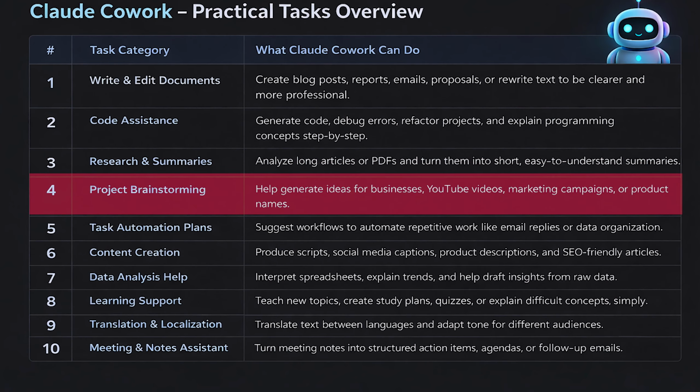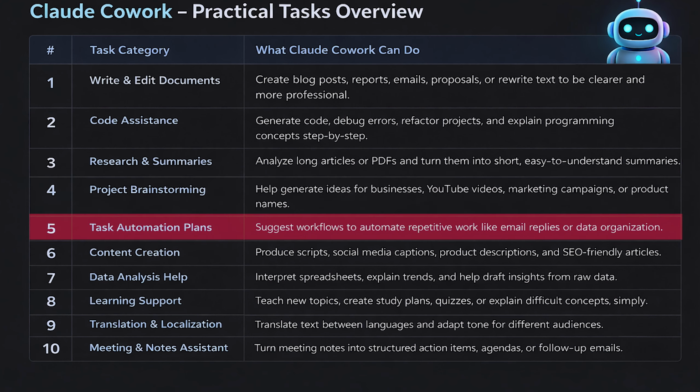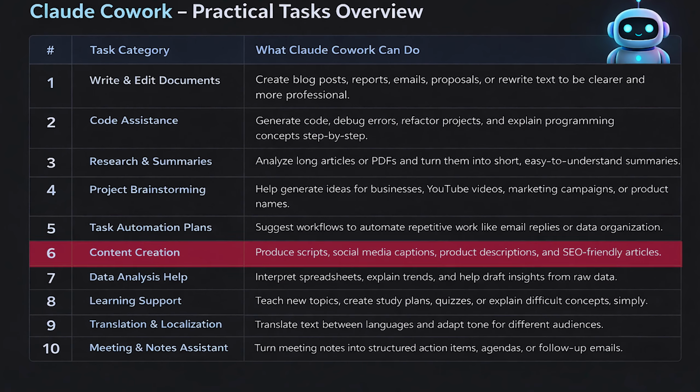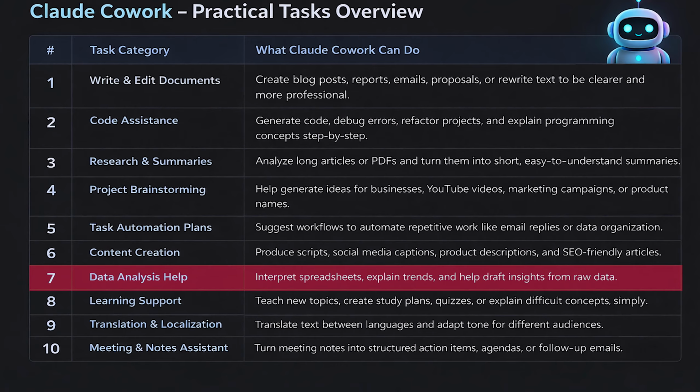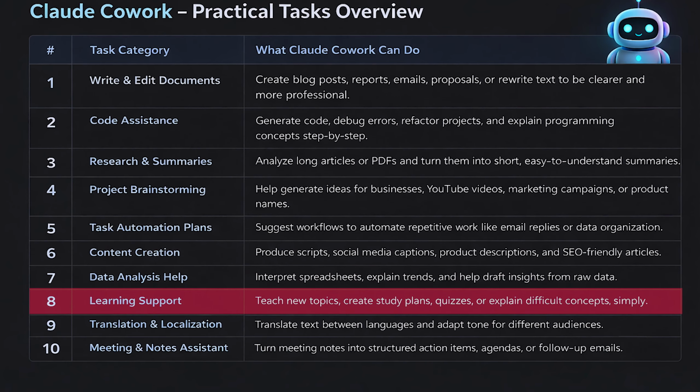Number 4, project brainstorming, help generate ideas for businesses, YouTube videos, marketing campaigns, or product names. Number 5, task automation plans, suggest workflows to automate repetitive work like email replies or data organization. Number 6, content creation, produce scripts, social media captions, product descriptions, and SEO friendly articles. Number 7, data analysis help, interpret spreadsheets, explain trends, and help draft insights from raw data. Number 8, learning support. Teach new topics, create study plans, quizzes, or explain difficult concepts simply.